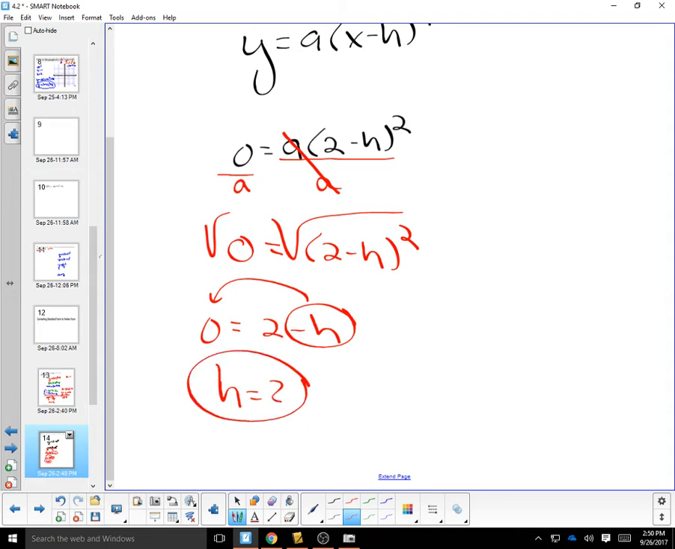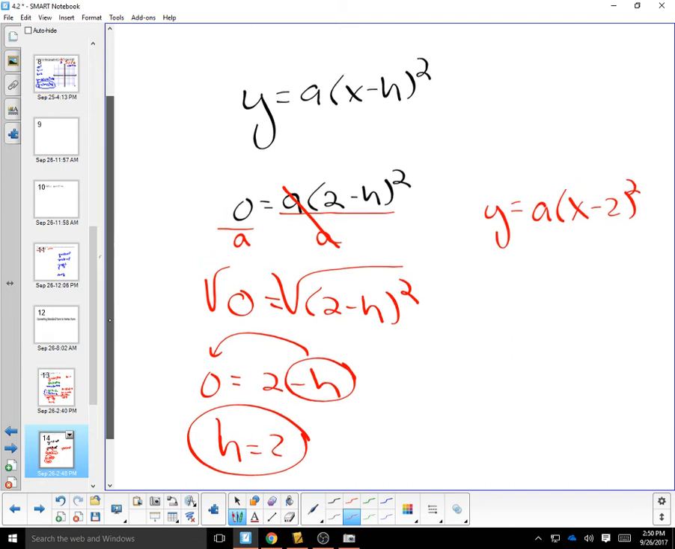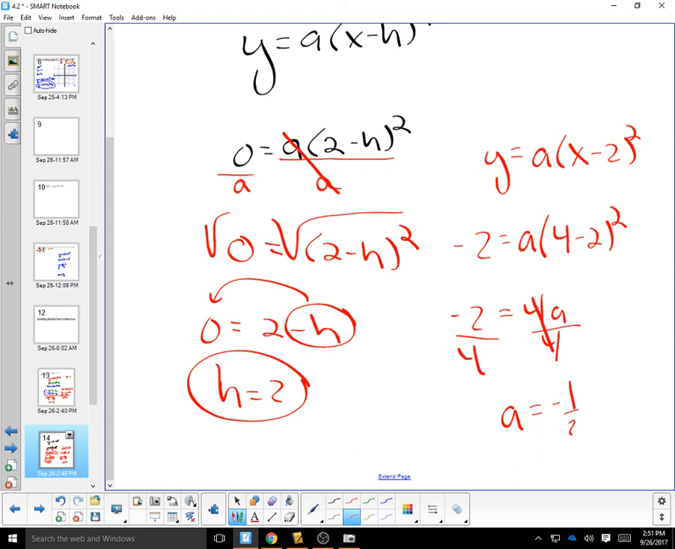How do I get a? Plug that back in. So I got that function again: y is equal to a times x minus 2 squared. And I plugged in the other coordinate. What's the other coordinate? 4 comma negative 2. So negative 2 equals a times 4 minus 2 squared. What's 4 minus 2? 2. 2 squared is 4, so this is 4a. Once I divide both sides by 4, a is equal to negative 1/2.